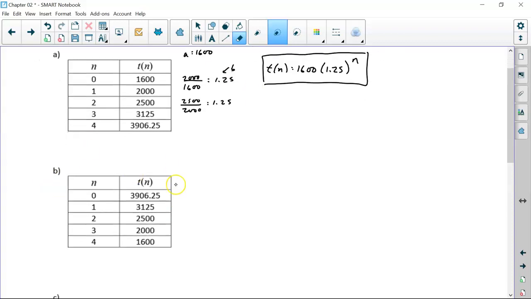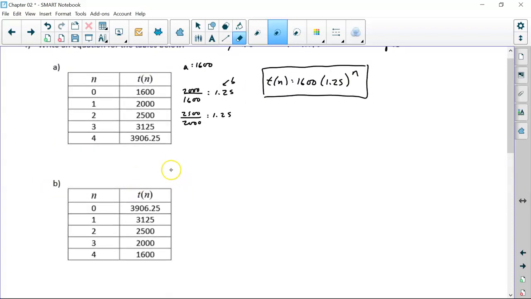Next, for part B, the initial, A, is going to be 3,906.25. And now we need to find our multiplier. You can see our values are going down, so our multiplier should be less than 1. So keep that in mind. If they're going down, the multiplier is less than 1. If they're going up, the multiplier is greater than 1.